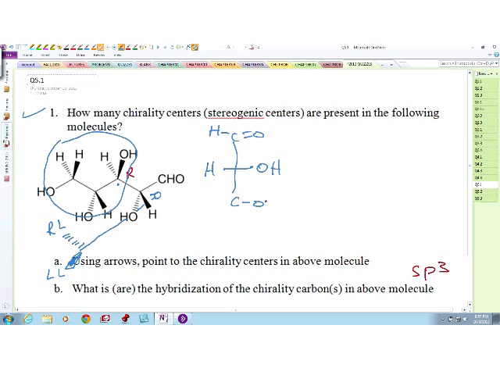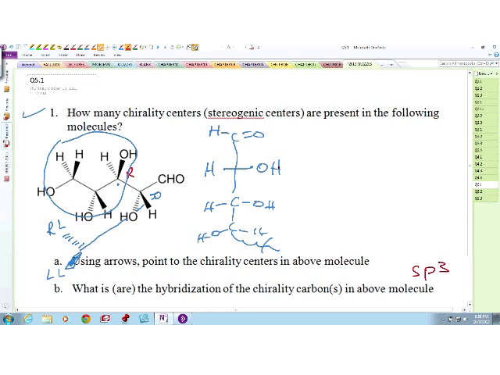Okay, so therefore I have COH, hydrogen, attached to another OH, hydrogen, and then attached to something else, so we don't worry about that for now. Keep in mind, our focus is on this carbon right here.